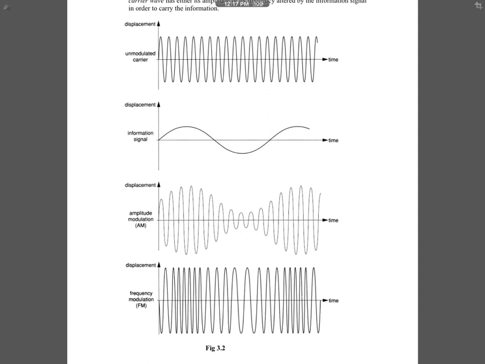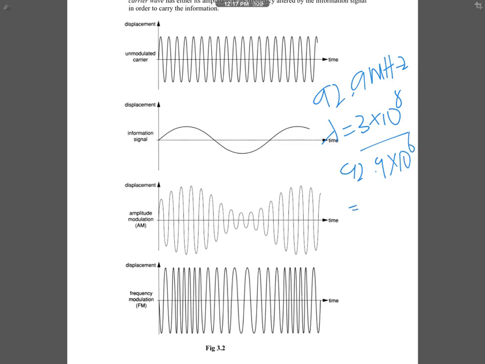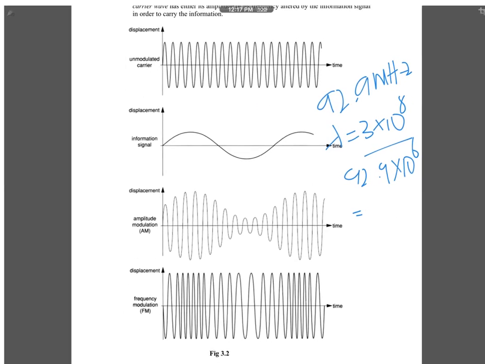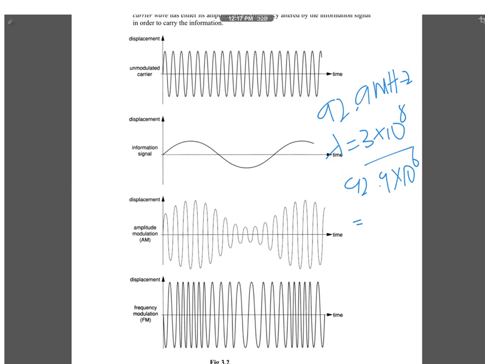For example, if you think about the aerials in your car, are they very long or very short? Most of them are very short, right? Why? It's because of the frequencies that we use as carrier waves, for example your Hits FM, which is how many? 92.9 megahertz. Can you calculate the wavelength? So lambda equals 3 times 10 to the power 8 divided by 92.9 times 10 to the power 6. So what do you get the wavelength to be? You get 3.2 meters.